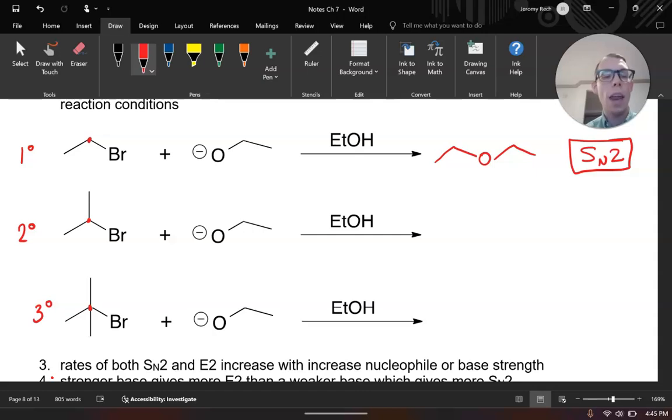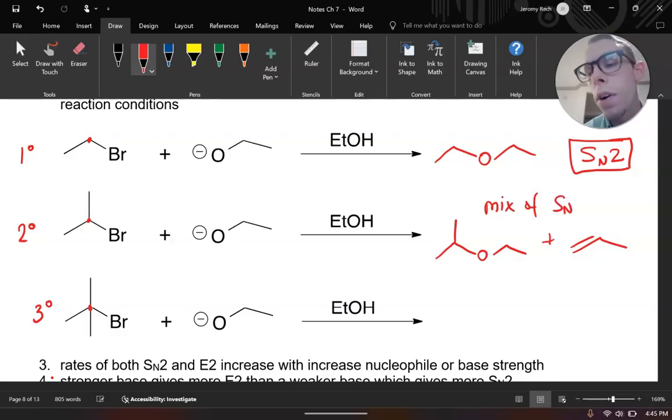If you instead react this on a secondary, you can get some competition between your substitution and your elimination. So you will actually see both your SN2 product and your elimination product, which is going to be your E2 product. And you will see a mix of your SN2 and your E2. Now, if you are trying to predict your major product, you're going to think about your conditions.